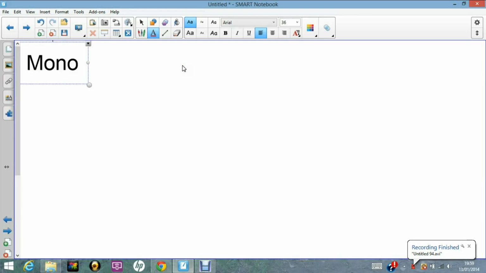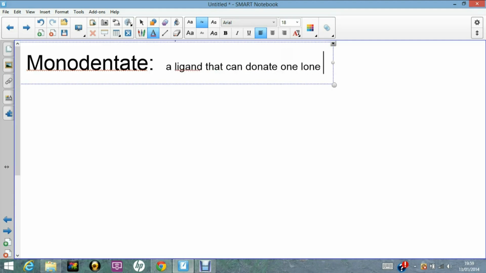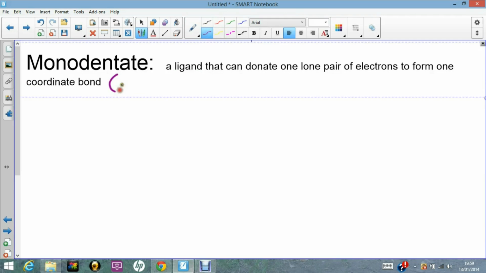We're going to look at monodentate and bidentate ligands. So for monodentate, what you need to say is that it can donate one lone pair of electrons to form one coordinate bond. Remember, that's the same thing as a dative covalent bond. And for saying that in an exam, you would get 2 marks. One for donates one lone pair and one for one coordinate bond.